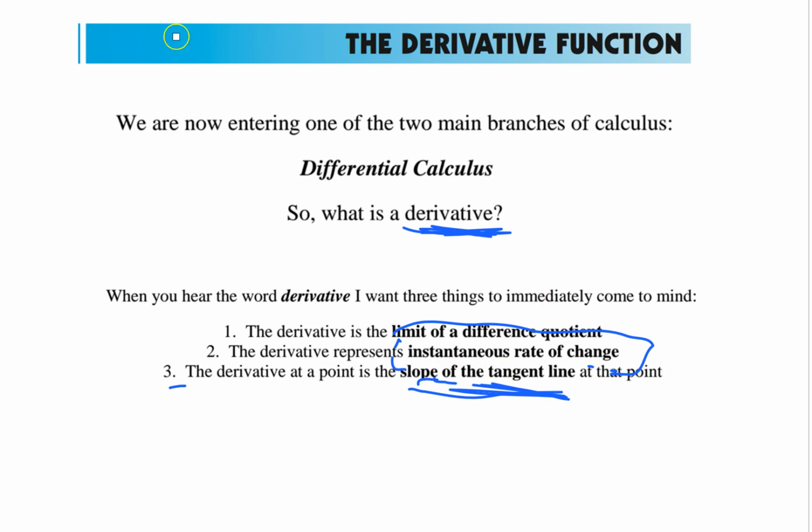All right, those are two things I really want you to focus on. What a derivative is: it's how fast something's changing at a specific moment, the instantaneous rate of change. And it's the slope of a tan line. That's what a derivative is. So if I say what's a derivative, you go, okay, it's the slope of a tan line or it's the instantaneous rate of change.